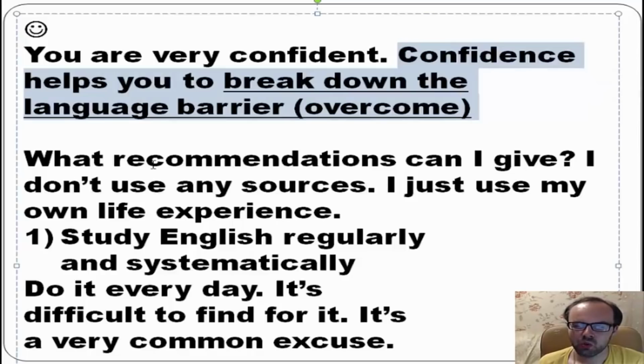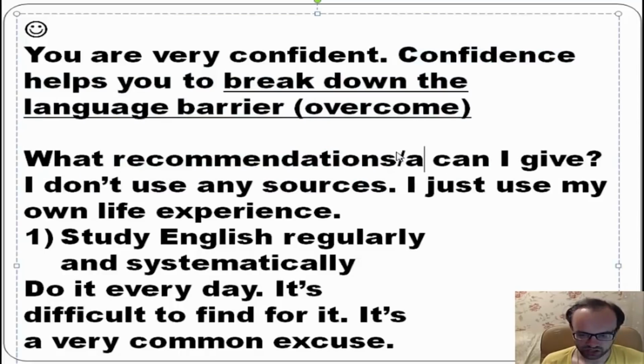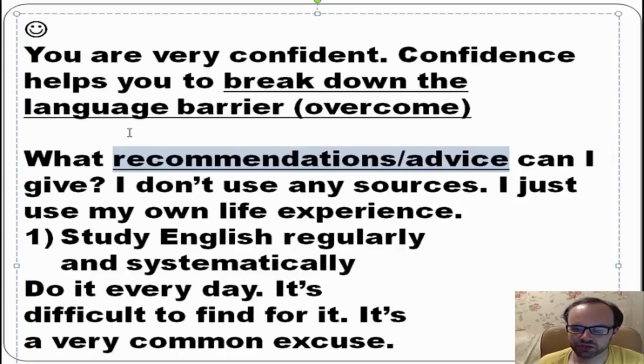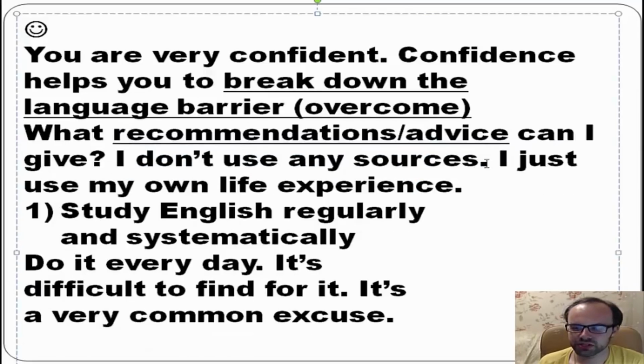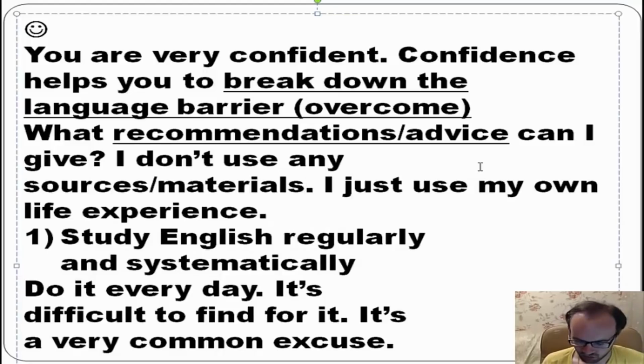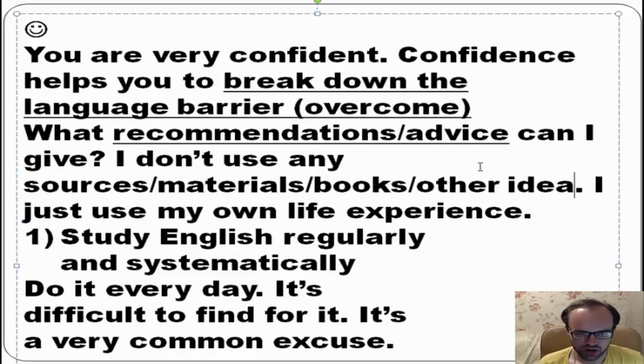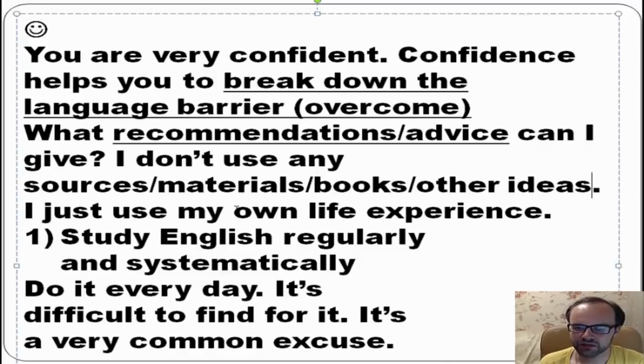Okay, so what recommendations can I give, or what advice can I give? I don't use any sources. What are sources? It means different materials, or books, or other ideas. I just use my own life experience. My own means my personal life experience, and I can tell you this from my own life experience.